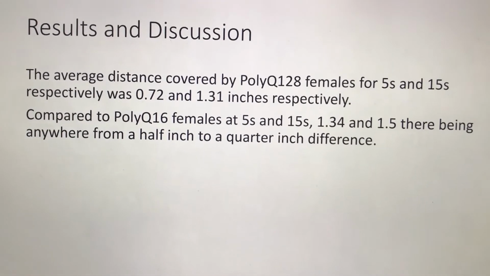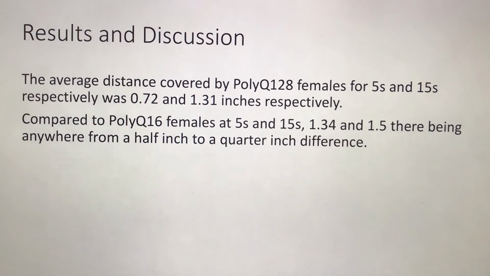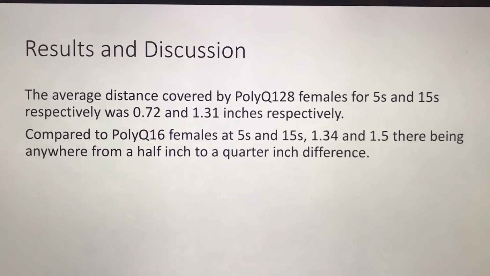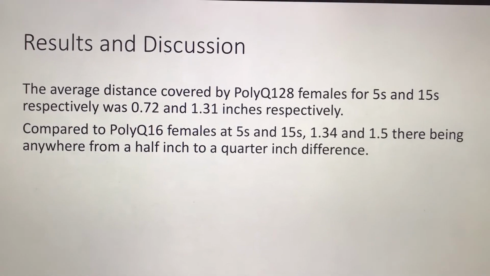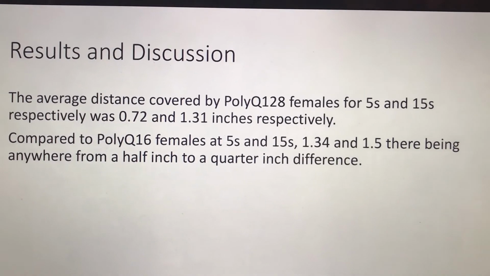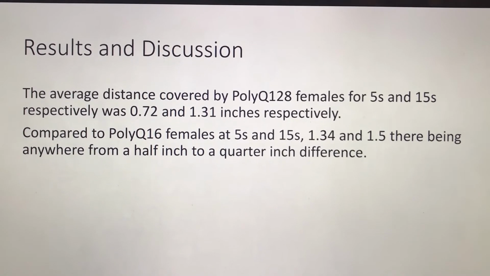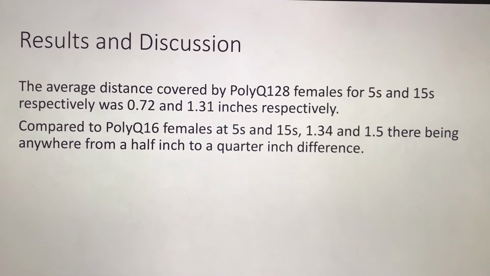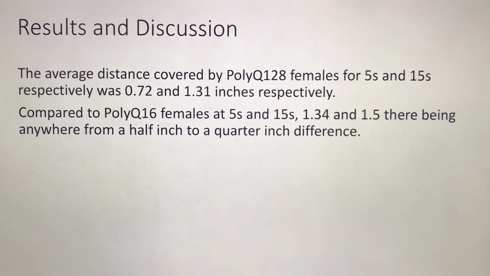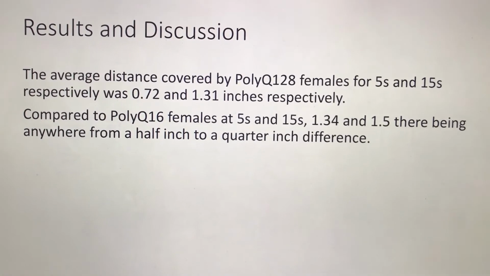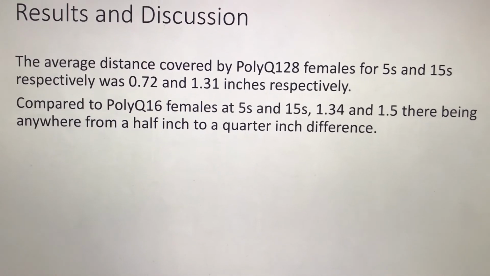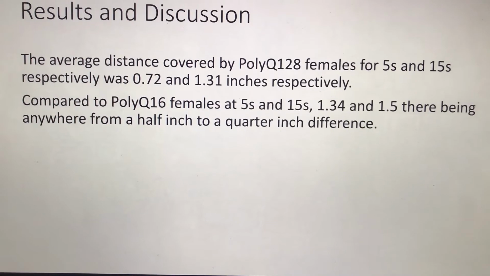So some notable averages when discussing the results are that in the first 5 seconds, Q128 females did not go above 1 inch, and at the 15-second mark, the Q128 females did not go above 1.5 inches, whereas the Q16 females went above an inch in the first 5 seconds, and about 1.5 inches at the 15-second mark.